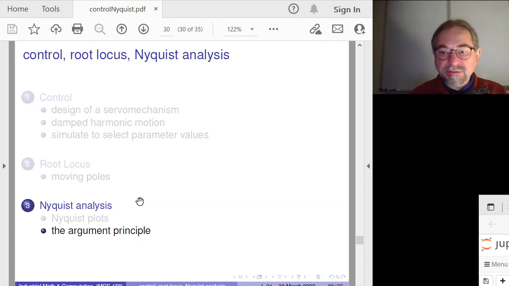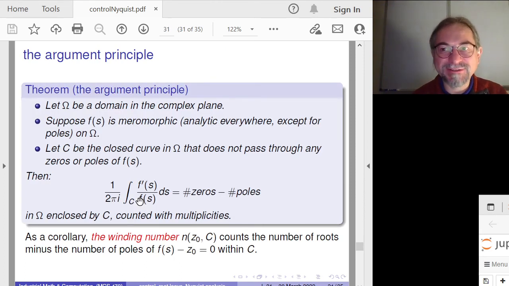Okay, so why does Nyquist analysis work? Well, we need some complex analysis, which is actually why it's so nice to illustrate this here. We have the argument principle from complex analysis. We look in the complex plane, we have a domain, and we have a curve in that domain. We have a function that's very nice, analytic, except for the poles where it's not defined. If the closed curve does not pass through any of the zeros or the poles, then by this contour integral you will count the difference between the zeros and the poles.